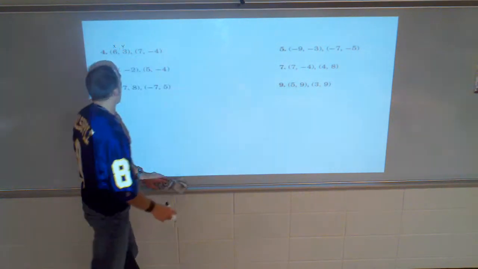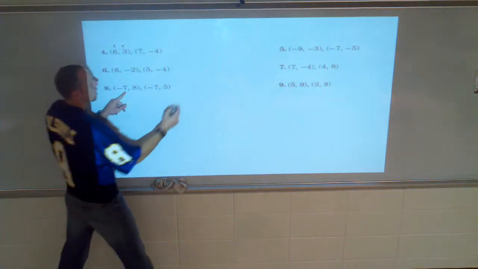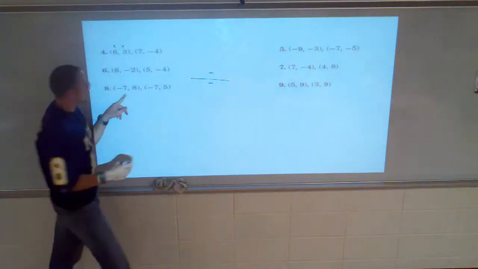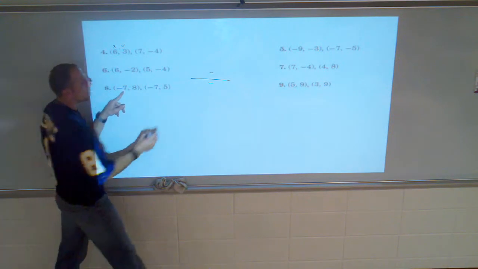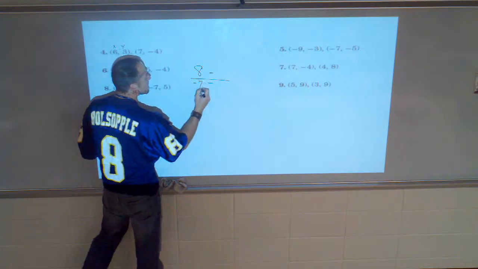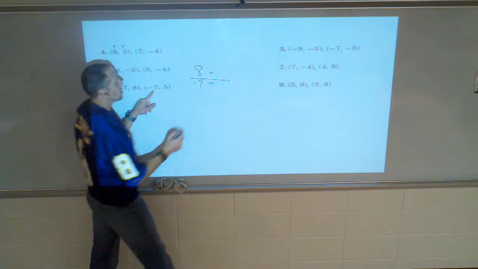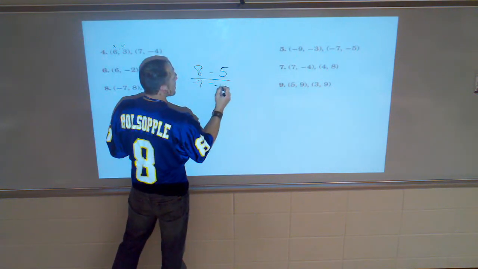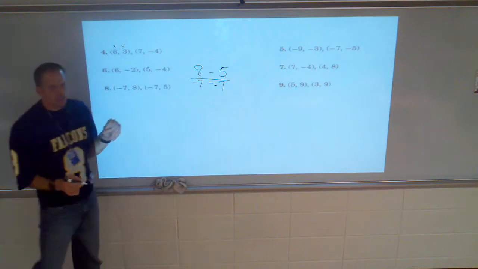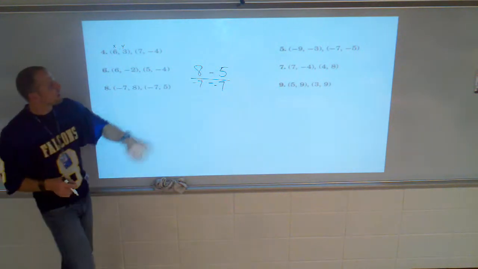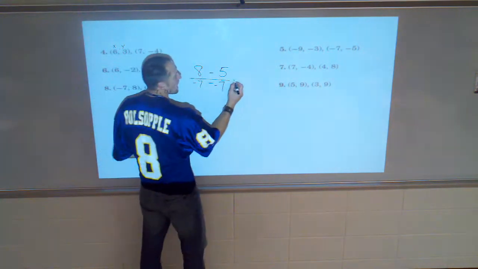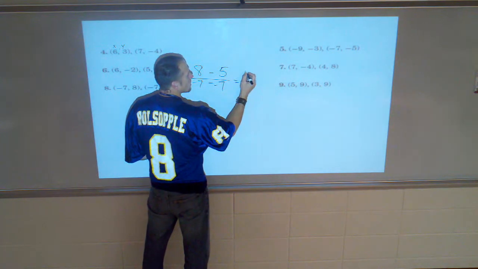Let's go one more. Y over x. 8 over negative 7. And over here, 5 over negative 7. Y over x. Brandon, what's 8 minus 5? 3.